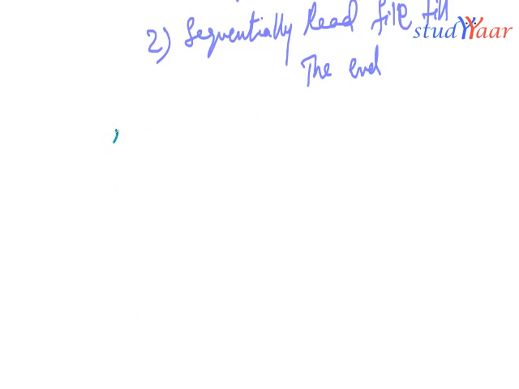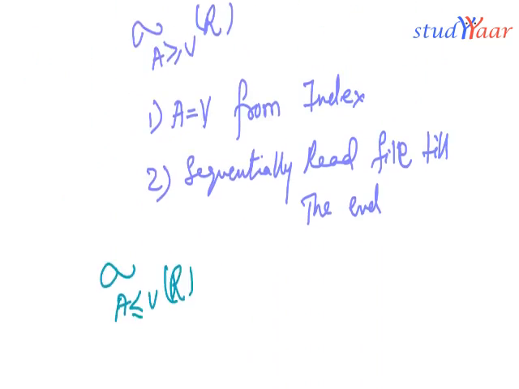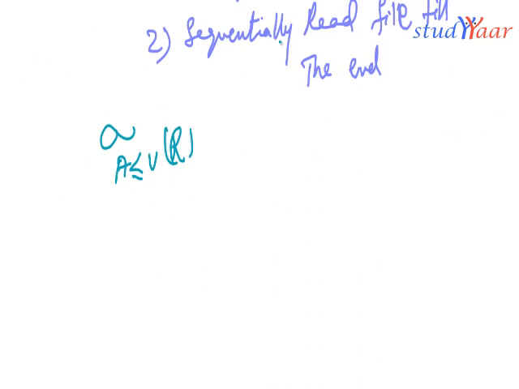And for the selection A less than or equal to V from the relation, what we are going to do is we are not going to use an index, we are going to start reading the file from the beginning.